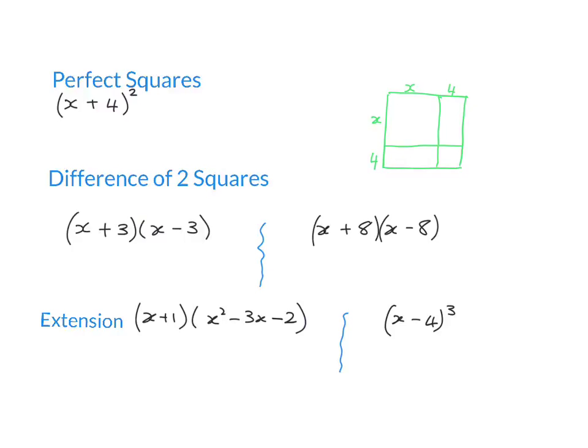And we've got a little bit more on squaring here. A perfect square. So sometimes we get given x plus 4 brackets all squared, and we need to expand that.